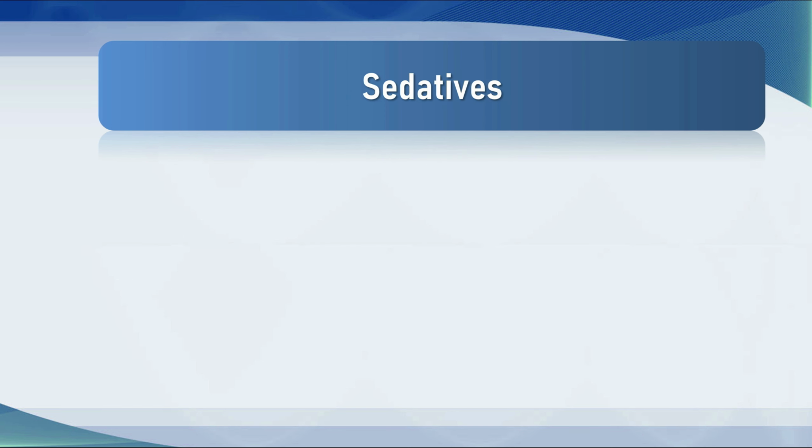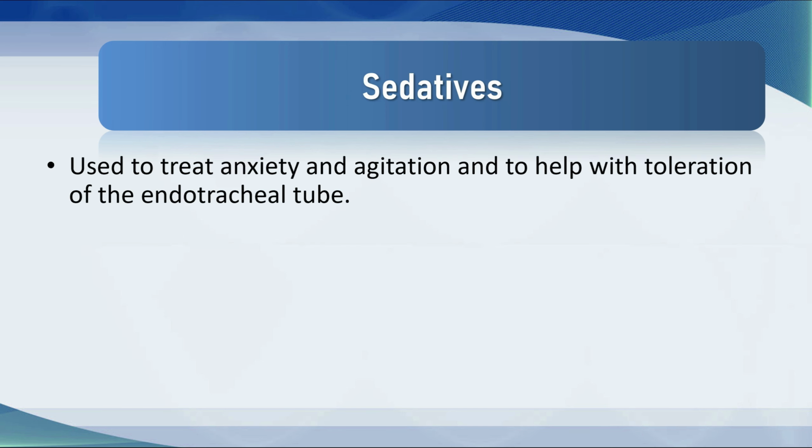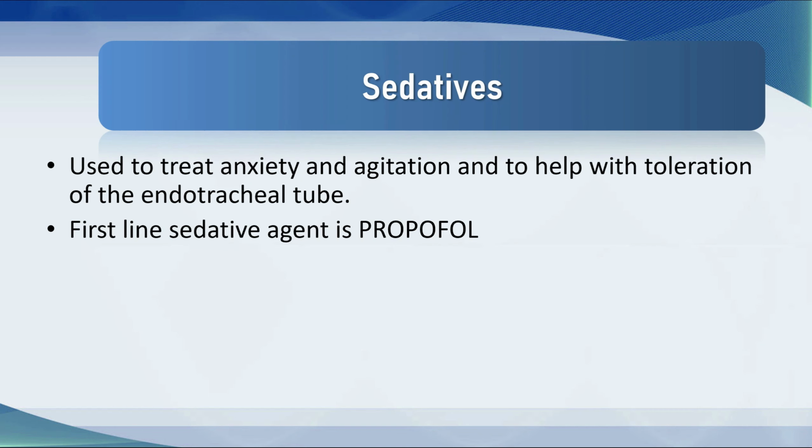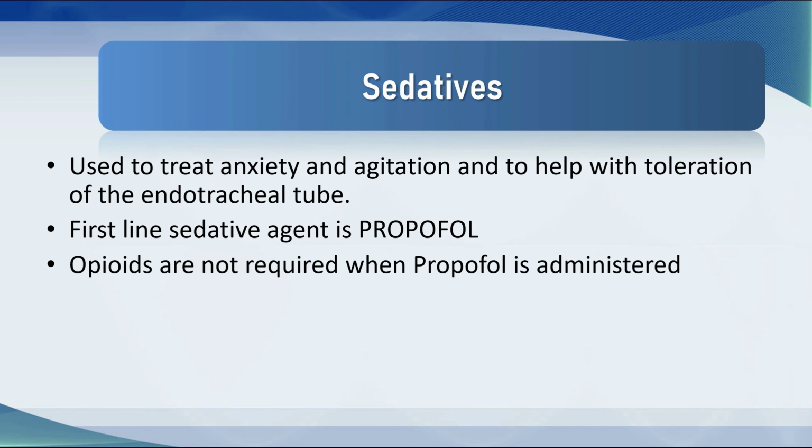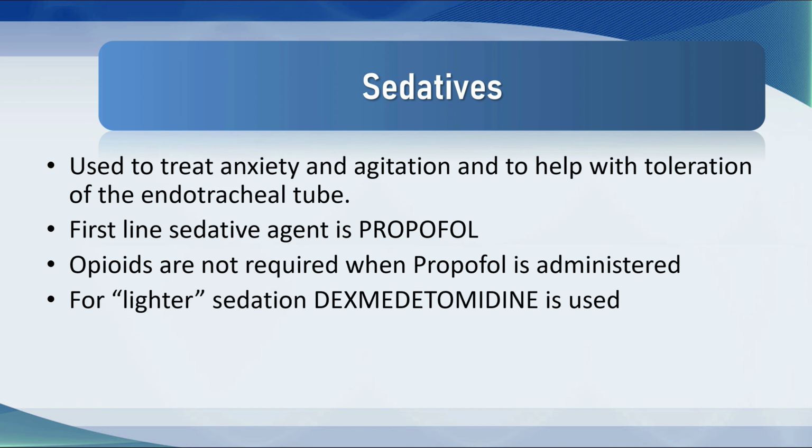In terms of sedatives, these are used to treat anxiety and agitation and help with toleration of the endotracheal tube. The first-line agent is propofol. Opioids are usually not required when propofol is administered, as patients can tolerate an endotracheal tube with a propofol infusion. For lighter sedation, dexmedetomidine has become popular over the past 2 decades. Patients cannot be deeply sedated or rendered into general anesthesia with dexmedetomidine.